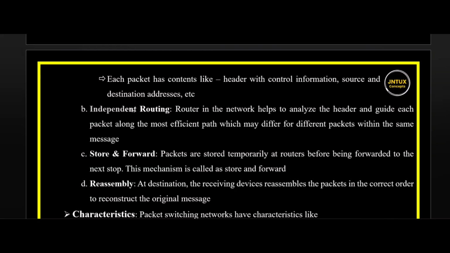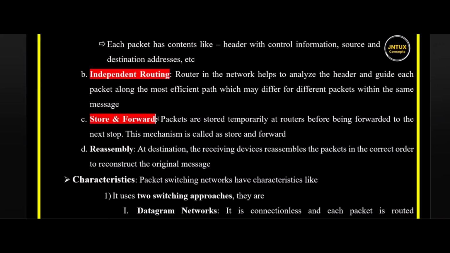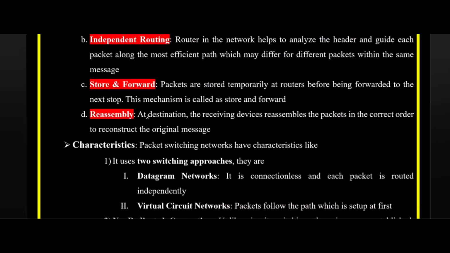The next step is independent routing. The router in the network analyzes the header and guides each packet along the most efficient path. The path may differ for different packets within the same message. The next step is store and forward. Packets are stored temporarily at routers before being forwarded to the next stop. This mechanism is called store and forward. The final step is reassembly. At the destination, the receiving device reassembles the packets in the correct order to reconstruct the entire original message.